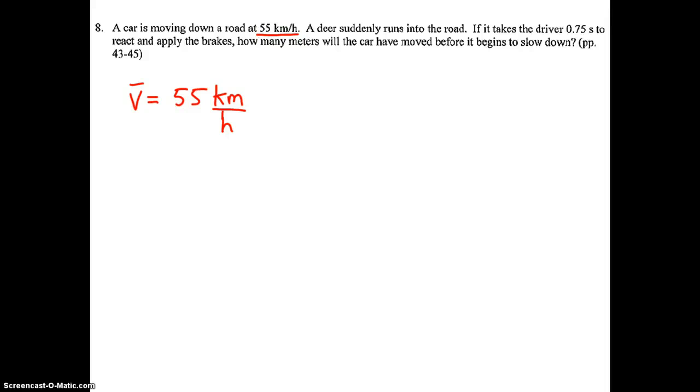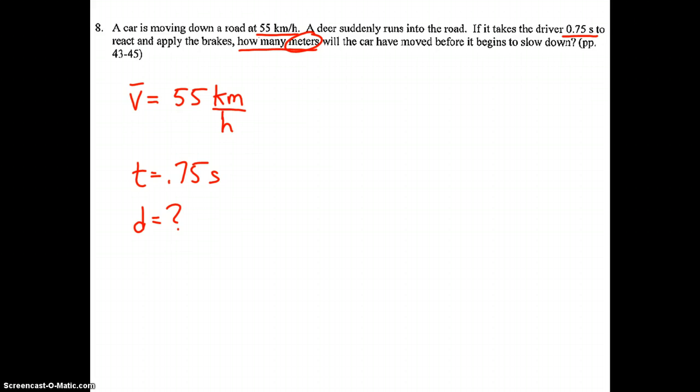A deer suddenly runs into the road. If it takes the driver 0.75 seconds, so we'll underline that, come over here and add it to our list, and that of course is the time, to react and apply the brakes, how many meters will the car have moved before it begins to slow down? And of course, what they're asking us to find here is the distance that it travels during that reaction time of 0.75 seconds. So we can see here they want the answer in meters.